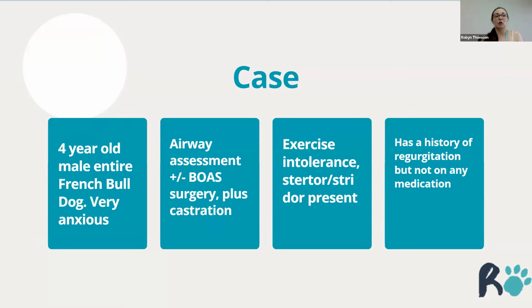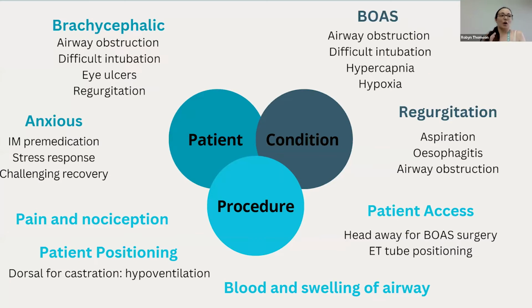Clinically, he's got exercise intolerance, he's got a stertor and stridor. The carers have also said that he is regurgitating, but he's not on any medication for that just now. So how am I going to approach this, and what am I going to do? So let me see. Basically, what I'm going to think about is those 3 bubbles: my patient, my condition, and my procedure.